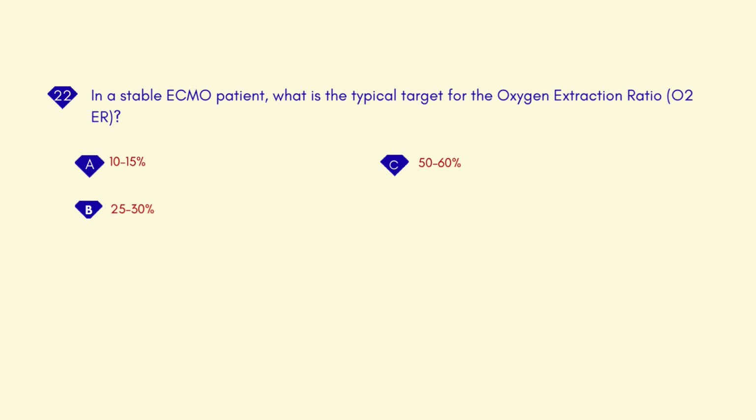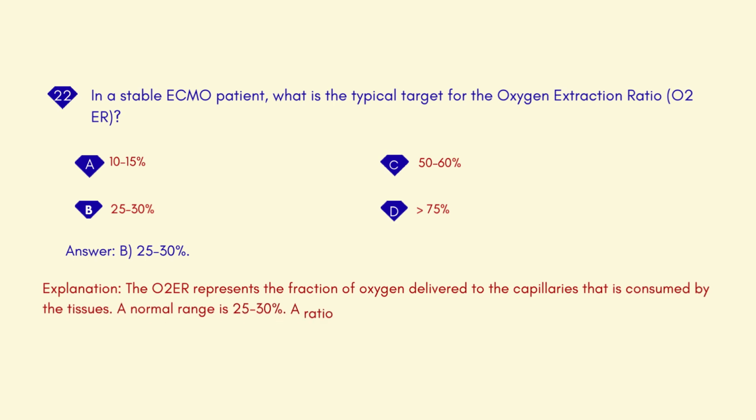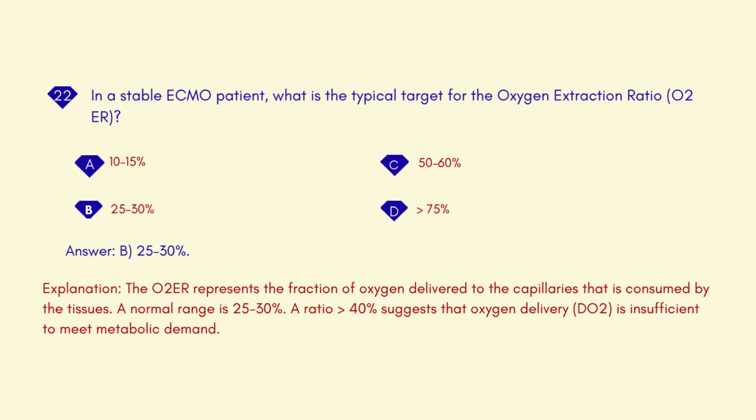In a stable ECMO patient, what is the typical target for the oxygen extraction ratio, O2-ER? A. 10 to 15%. B. 25 to 30%. C. 50 to 60%. D. Greater than 75%. Answer: B. 25 to 30%. Explanation: the O2-ER represents the fraction of oxygen delivered to the capillaries that is consumed by the tissues. A normal range is 25 to 30%. A ratio greater than 40% suggests that oxygen delivery is insufficient to meet metabolic demand.